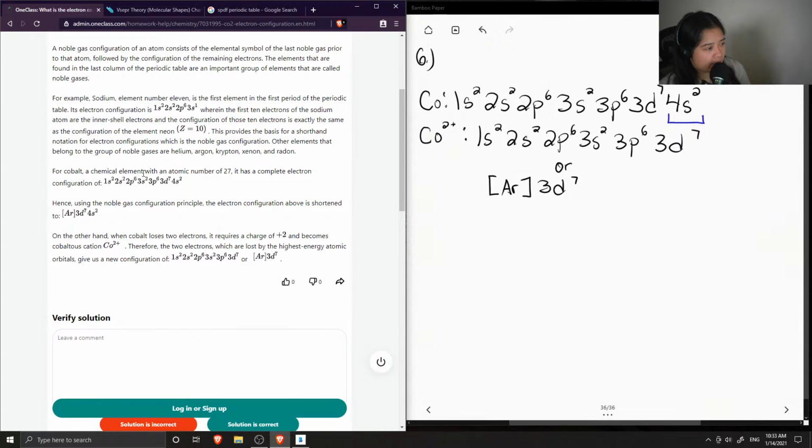For cobalt, a chemical element with an atomic number 27, it has a complete electron configuration of the following. This is the same as what I wrote as well. Hence, when we use the noble gas configuration principle, it can be shortened to argon 3d7 4s2. So when we have Cobalt 2 plus, it loses 2 electrons and becomes the Cobalt 2 plus ion. And they got argon 3d7. So this solution is correct.